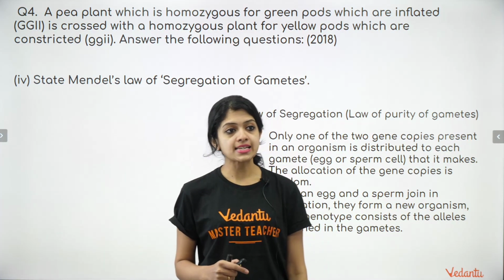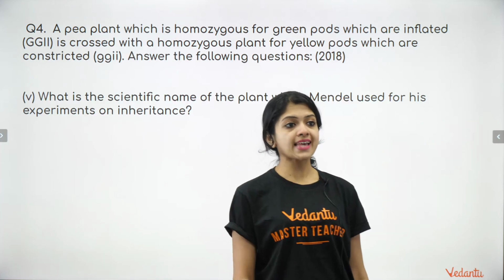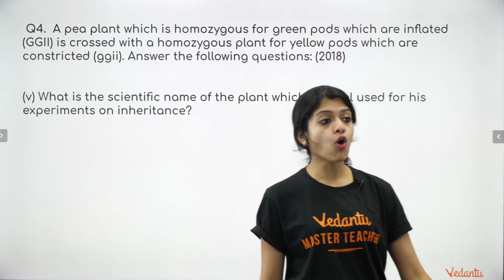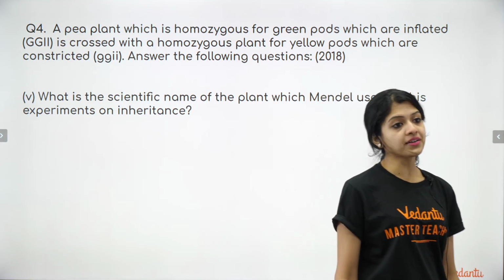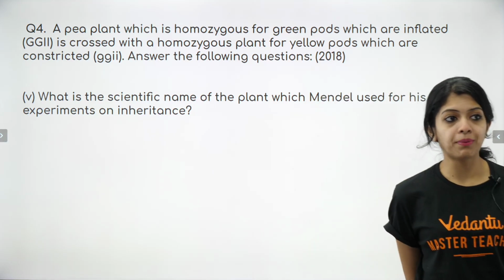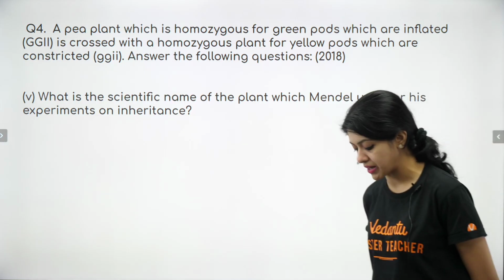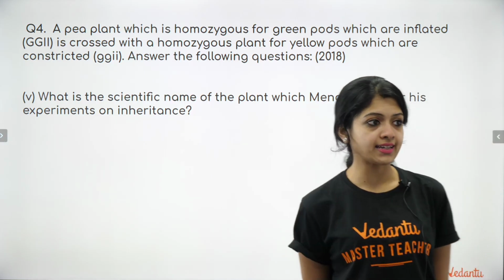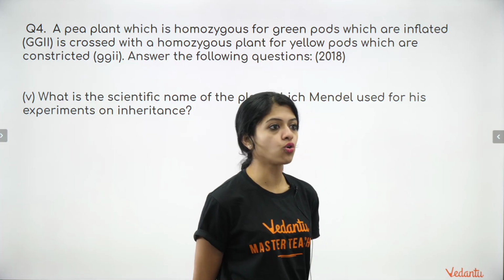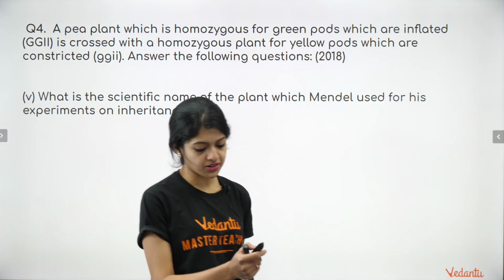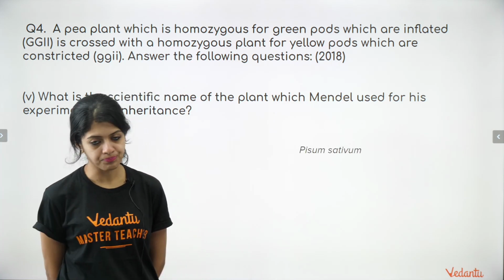Now, that is about Mendel's law of segregation of gametes. And coming to the very, very last question, what is the scientific name of the plant that Mendel chose for his experiments on inheritance? Yes, Anto, Kanak, Bhavita, all of you are saying the answer is Pisum sativum.